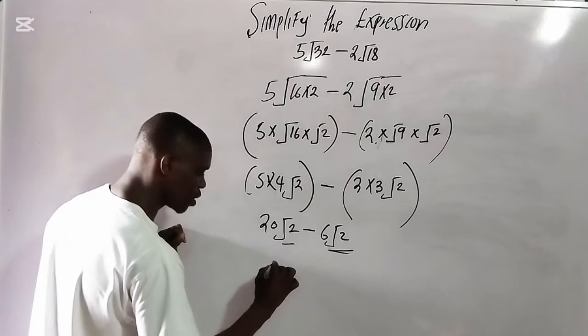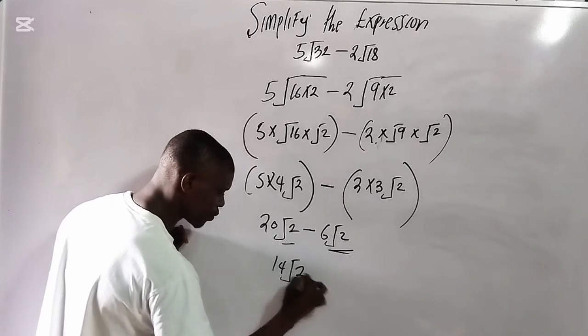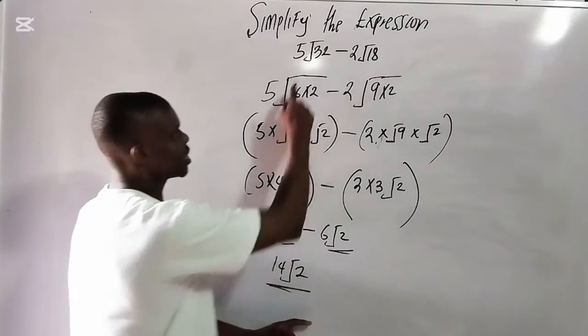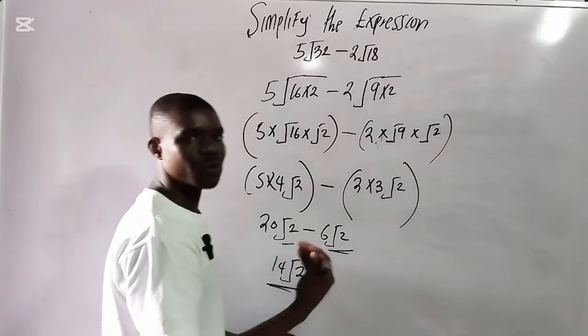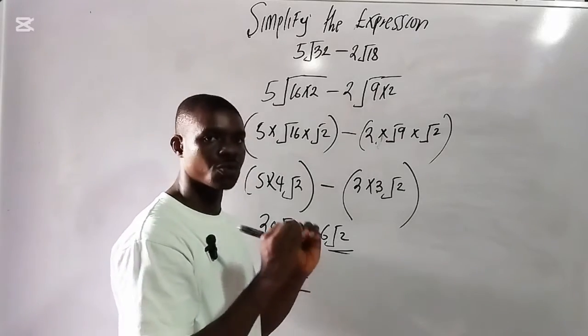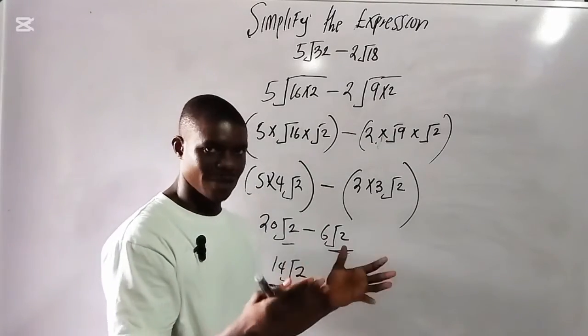20 minus 6 is 14, so you have 14 square root of 2. That is your answer. So when you see something like this, try to break it down. That's why you want to understand, that's why you want to master the topic of surds very well.